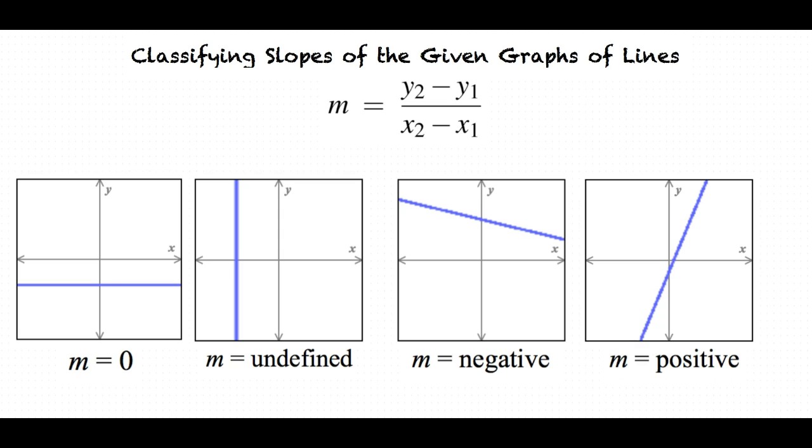Let me see if I understand all this. So a line that goes upwards from left to right has a positive slope. A line that goes downwards from left to right has a negative slope. A horizontal line has a slope of 0, and a vertical line has an undefined slope.